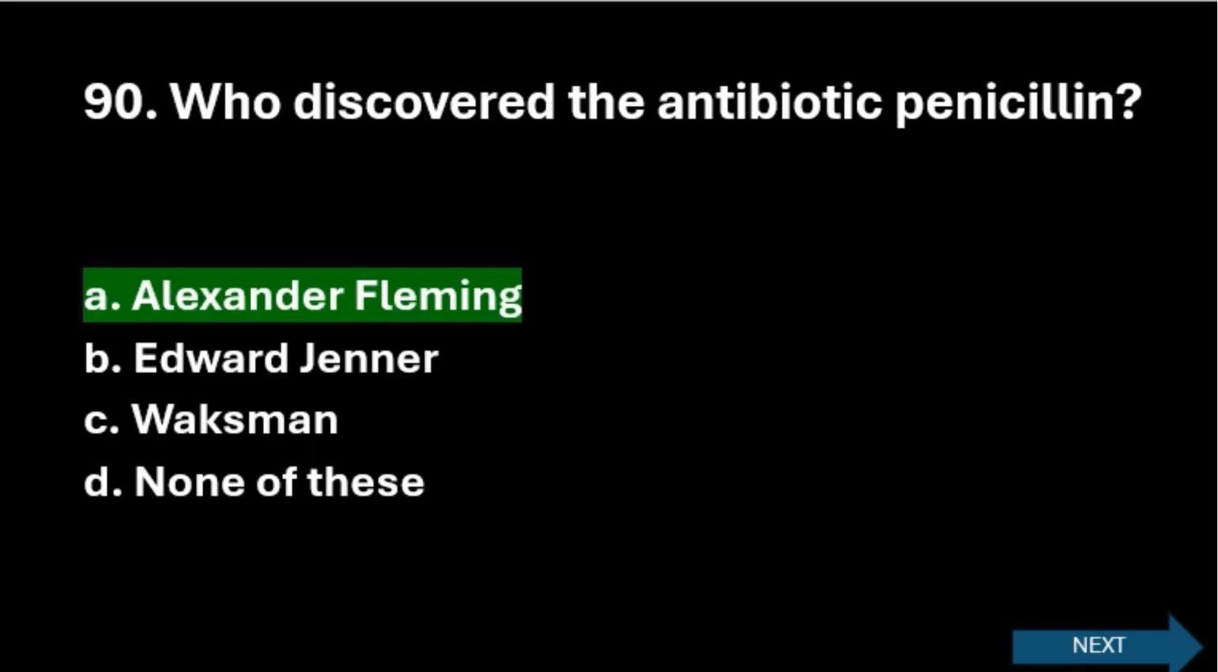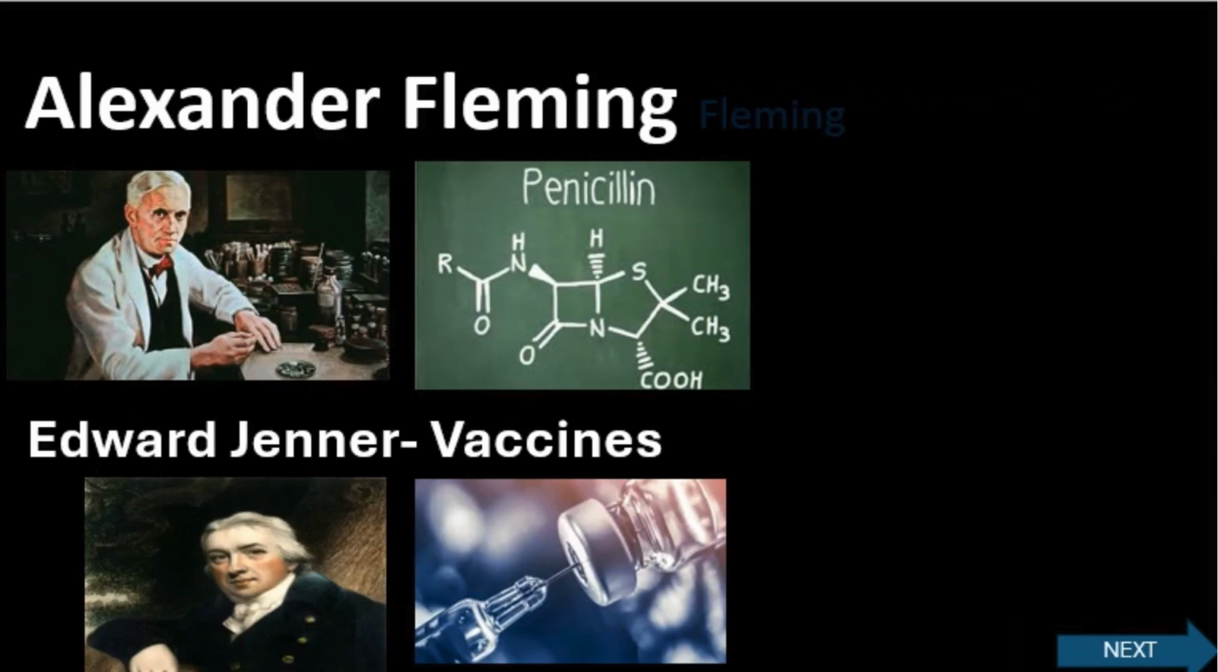Option A, Alexander Fleming. Alexander Fleming, who is considered the pioneer of antibiotics, invented penicillin, and Edward Jenner, on the other hand, is the pioneer of vaccination or immunology, who invented vaccines.